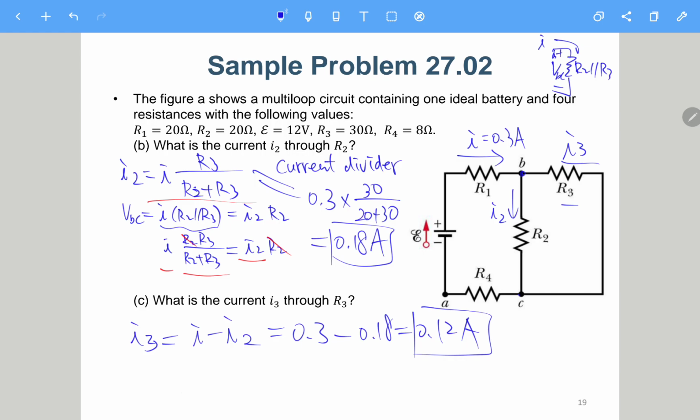Also, you can still use the current divider, which is actually I times R2 over R2 plus R3. But you can quickly find that this one and this one will add up to 1, so it is actually the same thing. So you also get this answer.